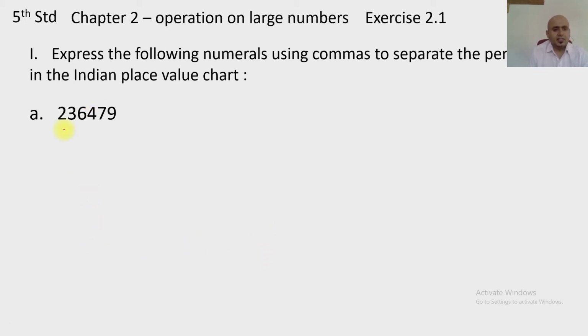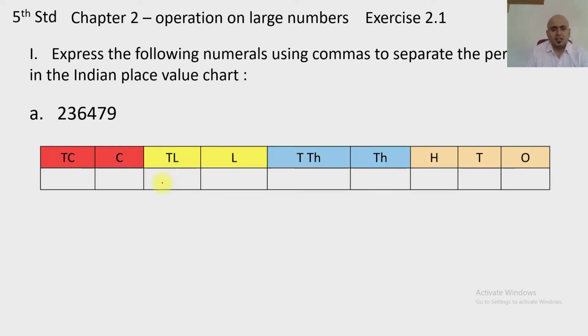First question, the number given is 236479. Let us fill this number in a table. This is a table I have written. Let us write from the right side, that is ones: 9, 7, next is 4, 6, 3, 2. So 2 is in the lakhs place, 3, 6 in the thousands place, and 4, 7, 9 in the hundreds place. That is 2 lakhs, 36,479. Using the table, we can separate the numbers with commas. That is 2 lakhs, 36,479.